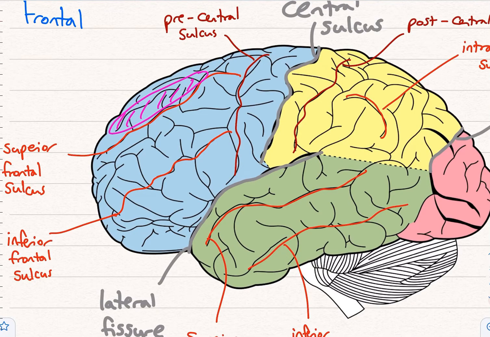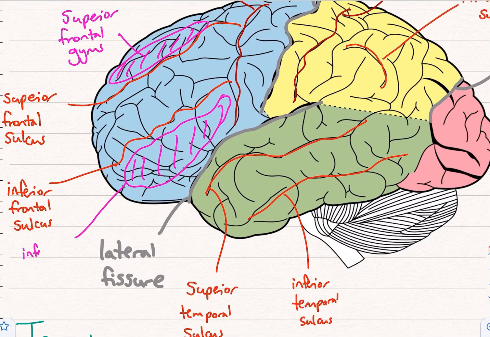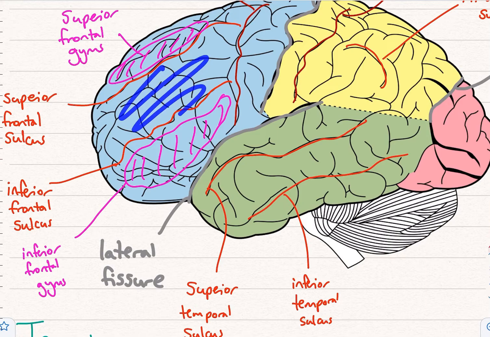This is superior, it's in the frontal lobe, and it's now a gyrus. So this is going to be the superior frontal gyrus. If we have an inferior frontal sulcus, this line here, we're going to have an inferior frontal gyrus, which is here. And then you've got this gap in the middle, and that's going to be called the middle frontal gyrus.